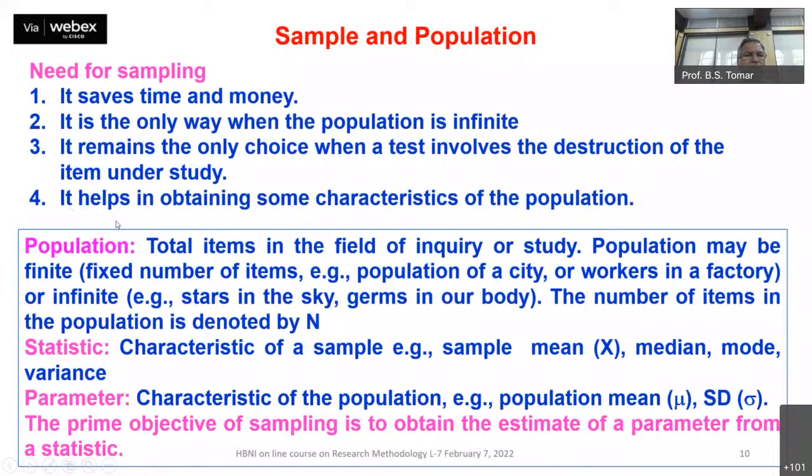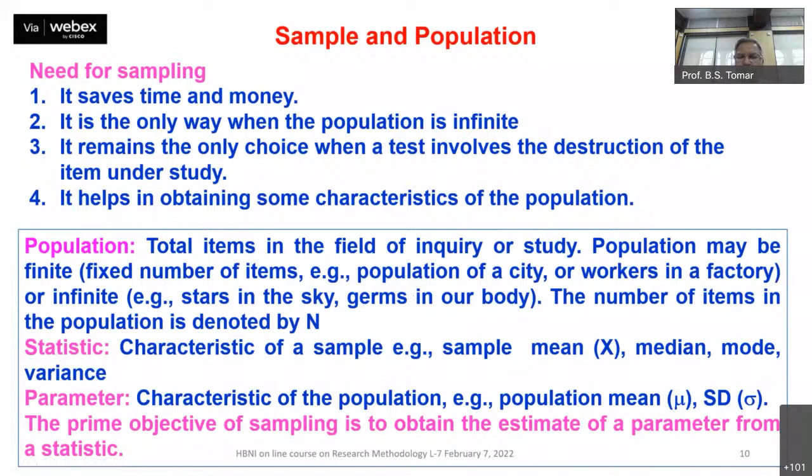And it helps in obtaining some characteristics of the population. What is population? Population is the total items in the field of inquiry or study. It may be finite. For example, you have the population of a city or workers in a factory. So there is a finite population, though it is also very, very large. Or it could be infinite, like the stars in the sky or the germs in the body of a person.